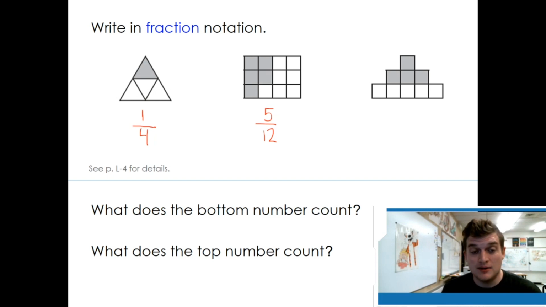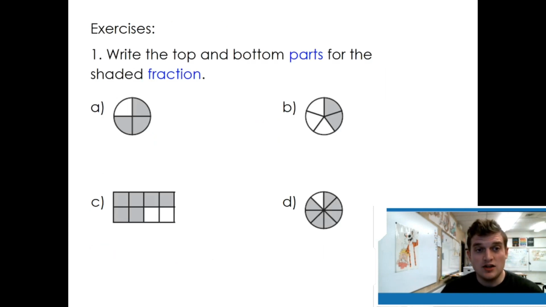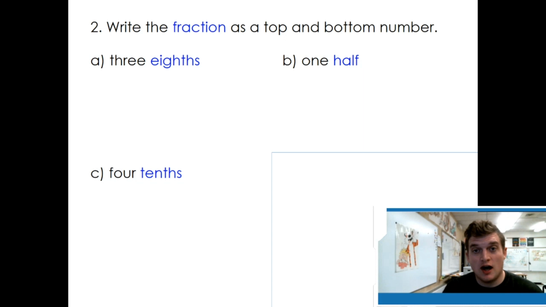What does the bottom number count? The total. What does the top number count? The parts shaded. Write the top and bottom parts for the shaded fraction. 3 parts shaded, 4 parts in total. 2 parts shaded, 5 parts in total. 6 parts shaded, 8 parts in total. 7 parts shaded, 8 parts in total. Write the fraction as a top and bottom number.